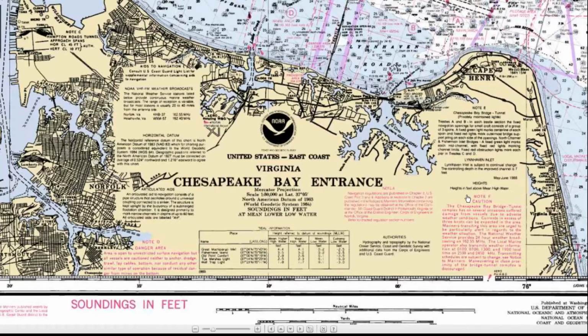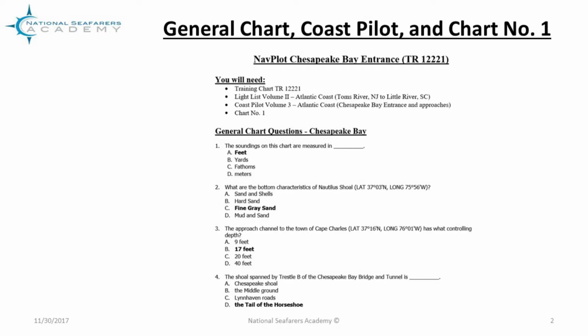Title block of the chart, again, Chesapeake Bay entrance, and we read down below, it says soundings in feet, and specifically soundings in feet at mean lower low water. Again, there's a couple other places you can see it's printed down here in the margins in red. Obviously, we would go ahead and pick answer A, so the soundings in this chart are measured in feet.